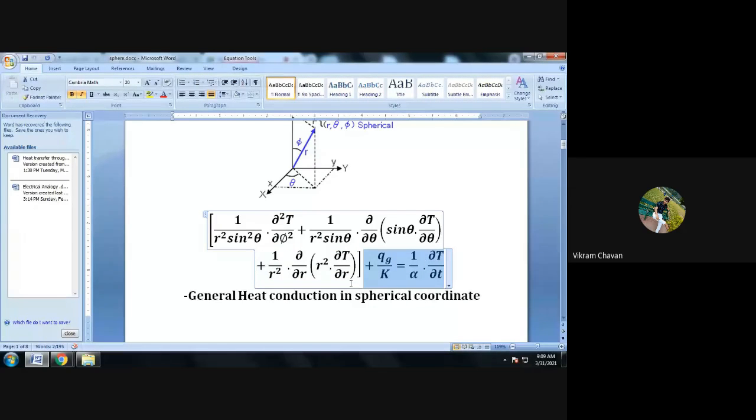Now, if you consider that there is no heat source present in the element or in the sphere, then this particular q_g term, which deals with heat generation, will become zero. And if you consider the heat flow is steady, then there will not be a temperature change with respect to time. So we will get the ∂T/∂t term, the change in temperature with respect to time, as zero.